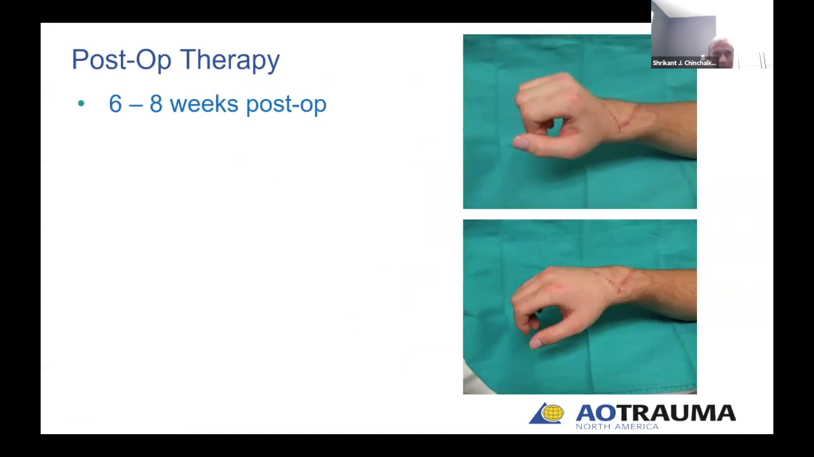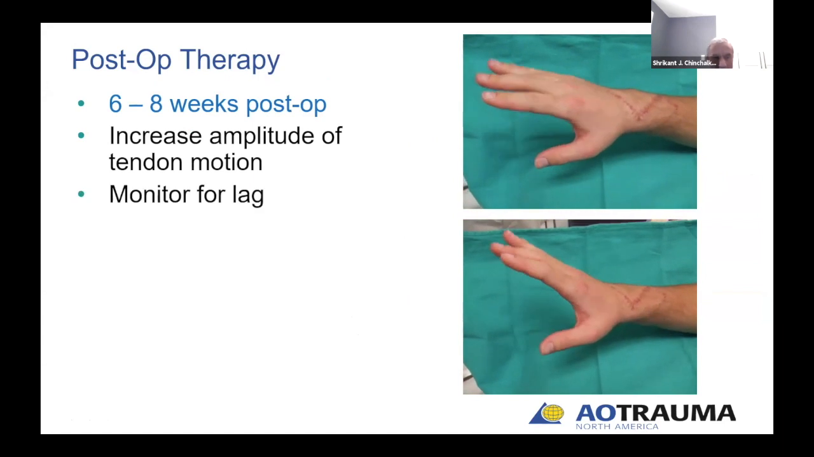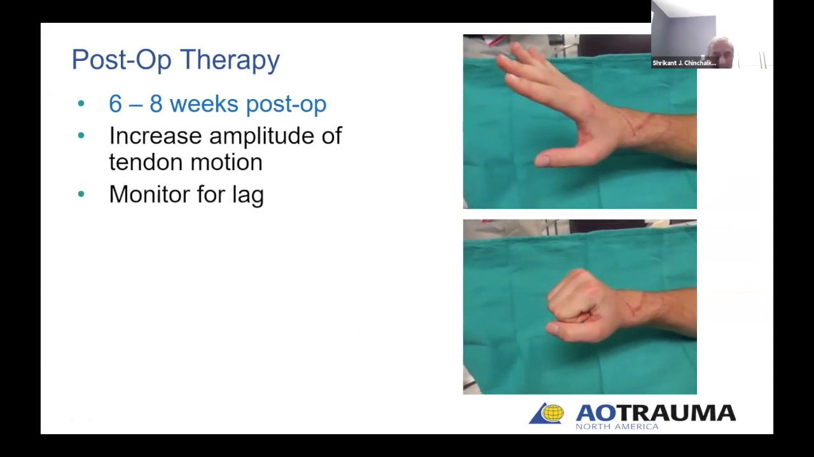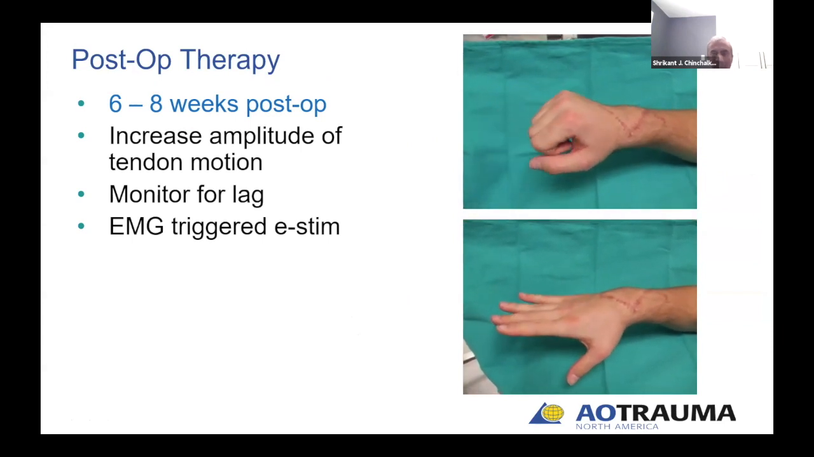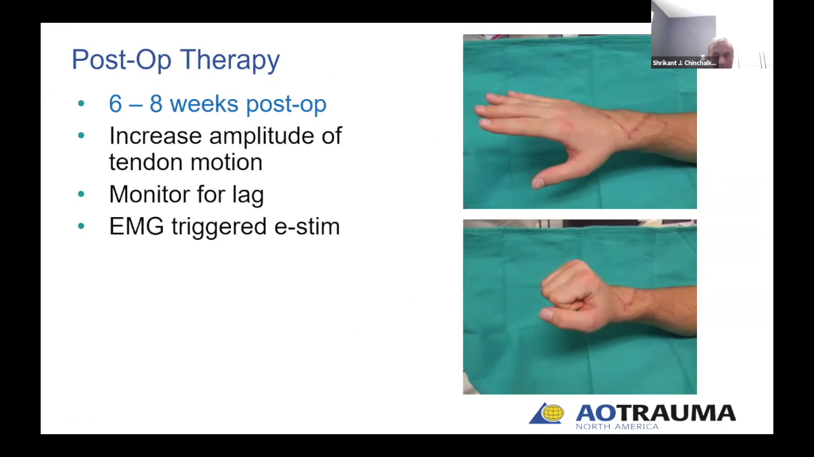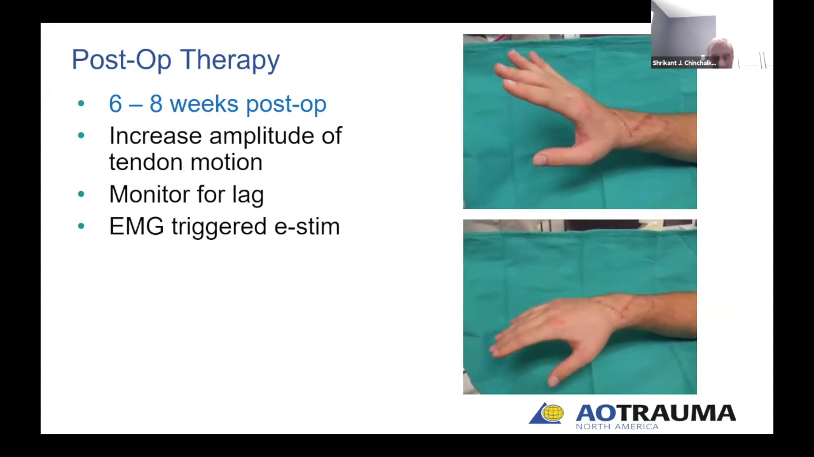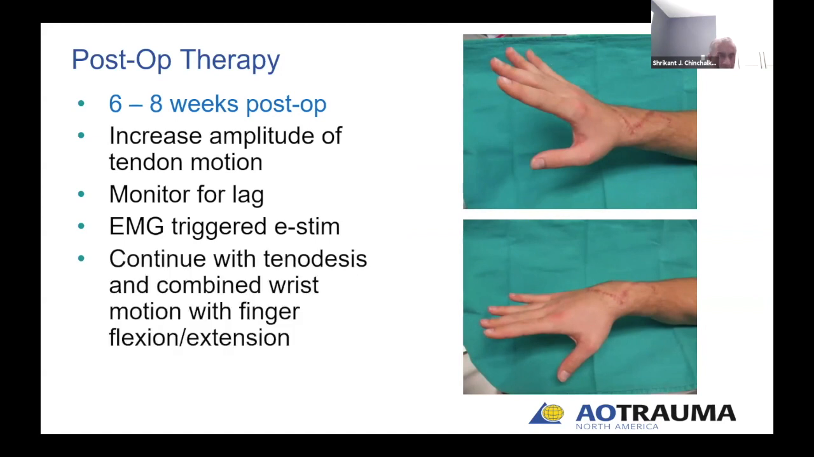So at 6 to 8 weeks, we need to increase the amplitude of tendon motion gradually over time. We must monitor extensor lag. And if there is an extensor lag, we can use EMG triggered electrical stimulation to maximize muscle strength so that we have a desired action at the level of the wrist as well as at the level of the fingers.